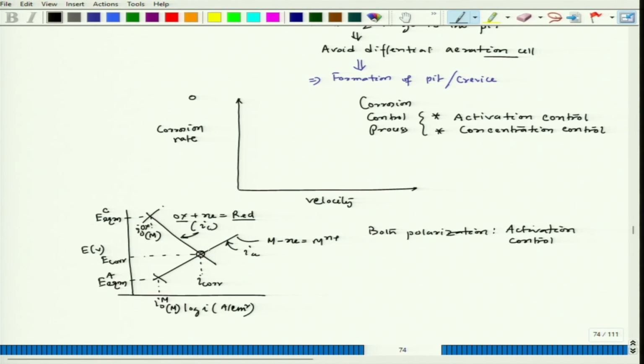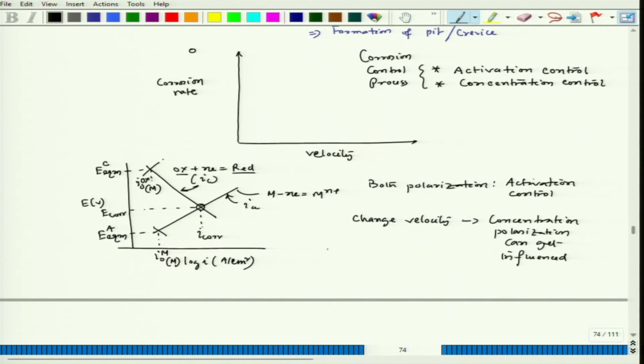Now, when we have this, if we increase the velocity, then the change in the process could be in the form of concentration polarization. If we change velocity, the change in this polarization could be in the form of concentration polarization, or concentration polarization can get influenced, okay, when we change the velocity.